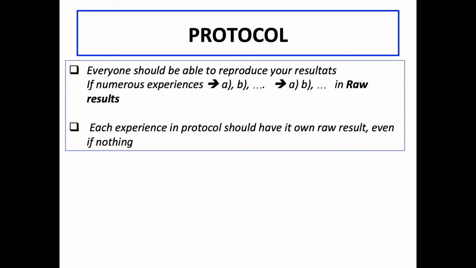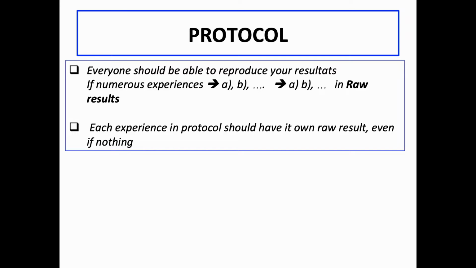So the first thing in the protocol is that when you write a protocol, everyone should be able to reproduce your results. That is really important. Everyone in the world. It means that you should put all of the information so that everyone who wants to reproduce it can apply your protocol and get the same results. Okay?